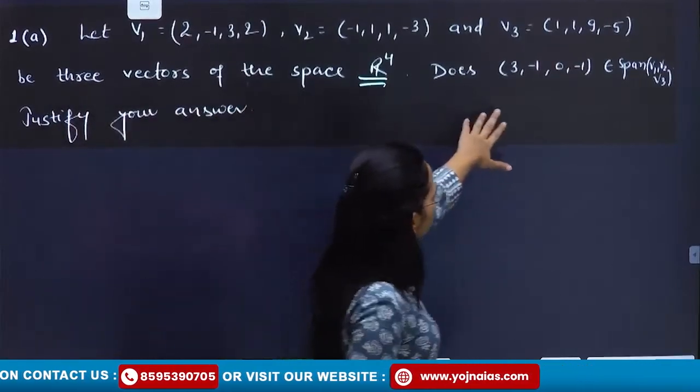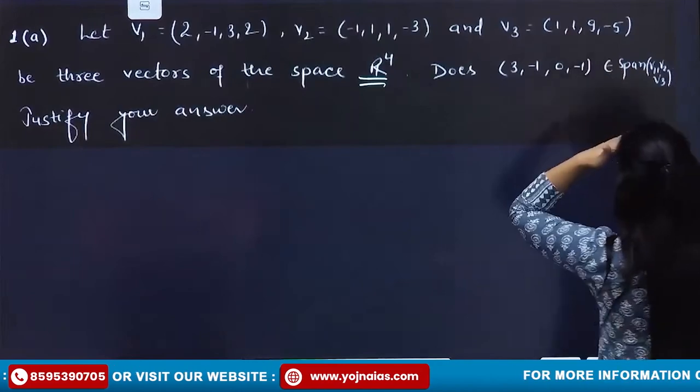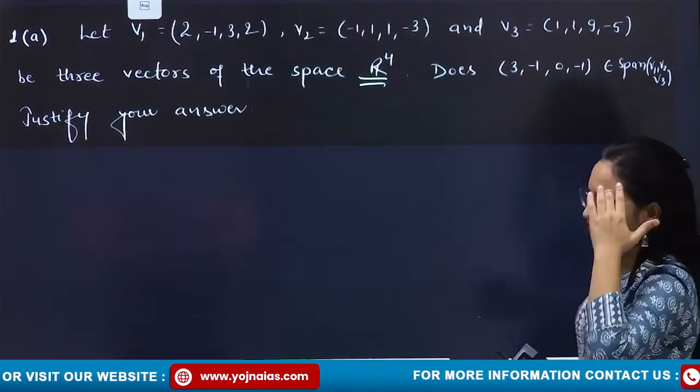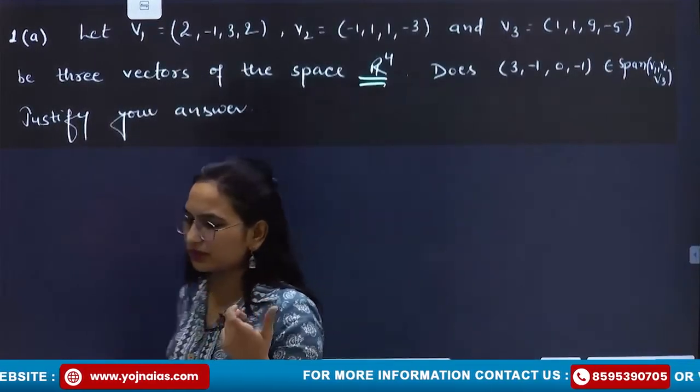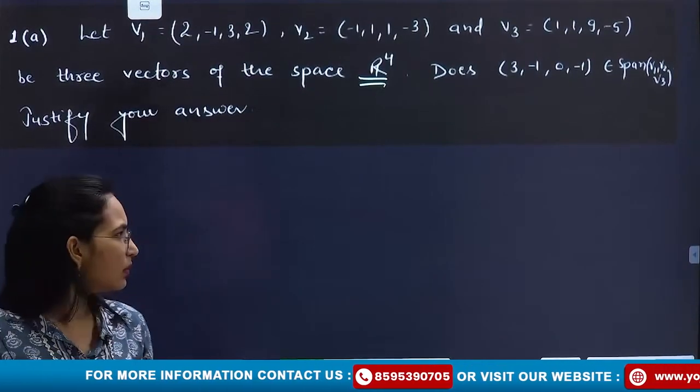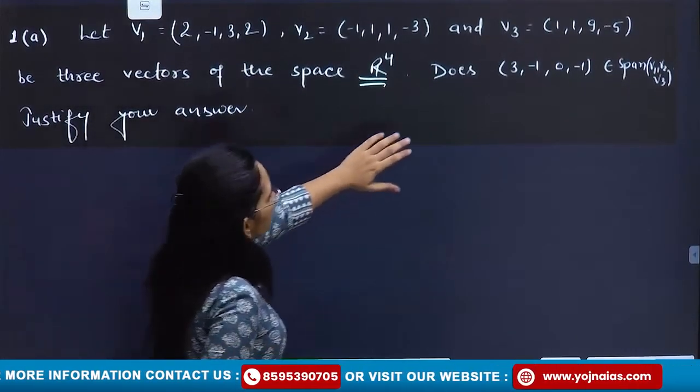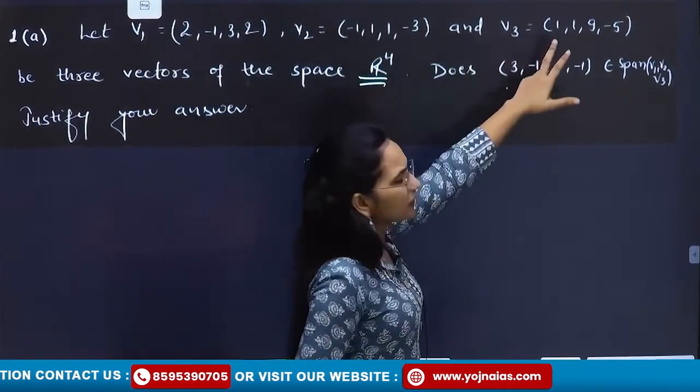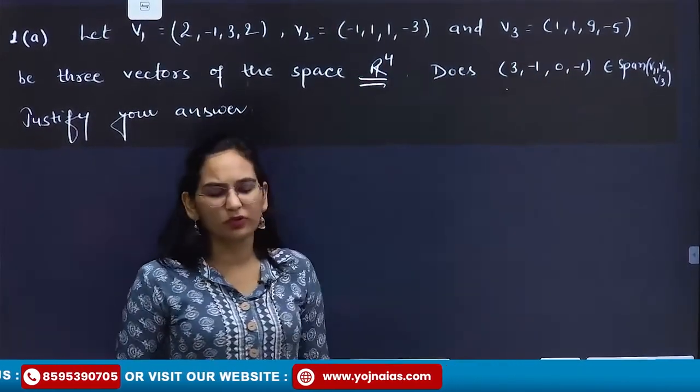Does this fourth vector belong to the span of V1, V2, V3? This is a direct question where you need to check whether this vector belongs to the span of the other vectors. How would you check the span? If this vector belongs to the span of these vectors, then it is some linear combination of them.